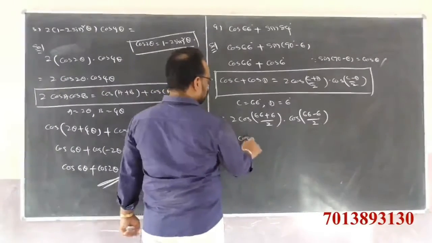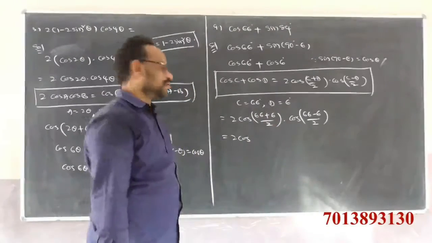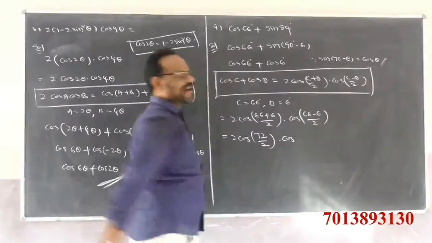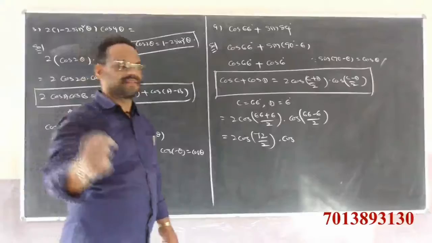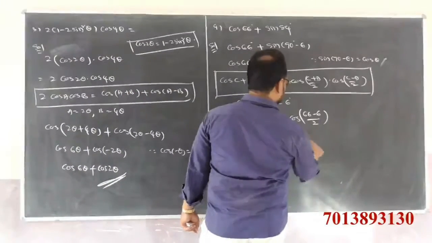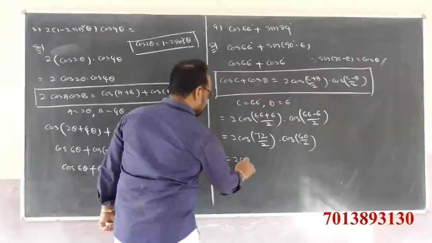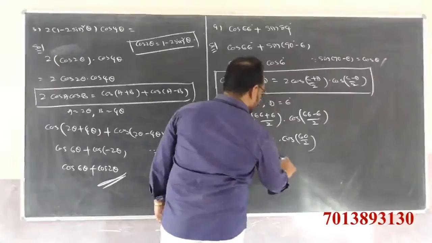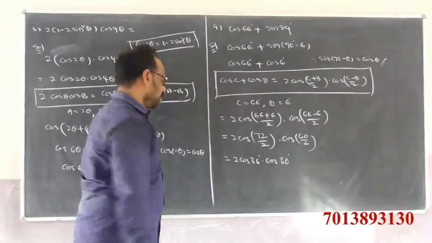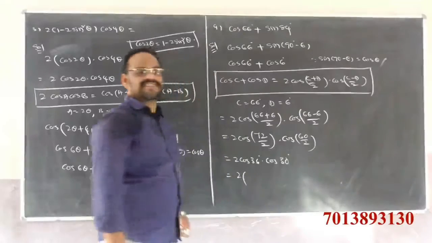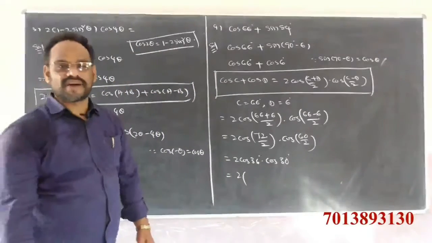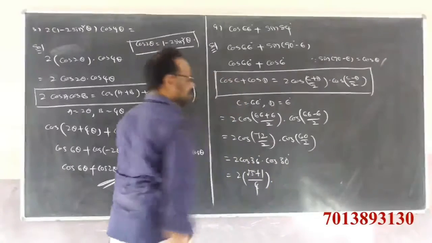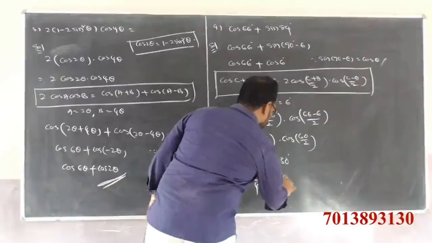That is equal to 2 cos, 66 plus 6 clearly is 72, so 72 by 2, into cos, 66 minus 6 clearly 60 degrees, 60 by 2. That is 72 by 2 is nothing but 2 cos 36 degrees into cos 60 by 2, nothing but 30 degrees. We already discussed the cos 36 value in the previous one, that is (square root of 5 plus 1) by 4, into cos 30 value, which we already know, square root of 3 by 2.